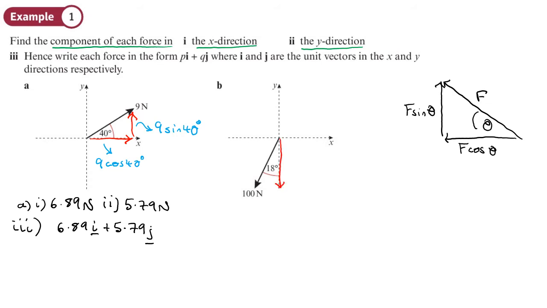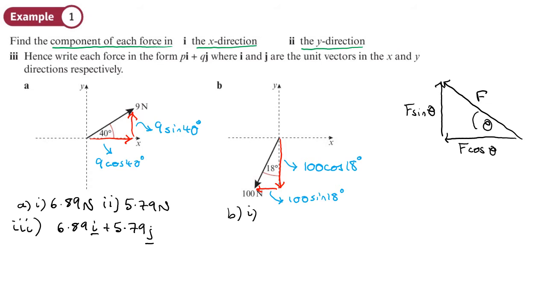Okay, let's have a look at the second bit of the question. So we've got that component, that bit of force there. This part of the force is going to be 100 cos 18, and this bit of the force here is going to be 100 sine 18. So let's now work those out. Part B. So we want the X part of the force. So the X component of the force this time is the sine part. So it's 100 sine 18.